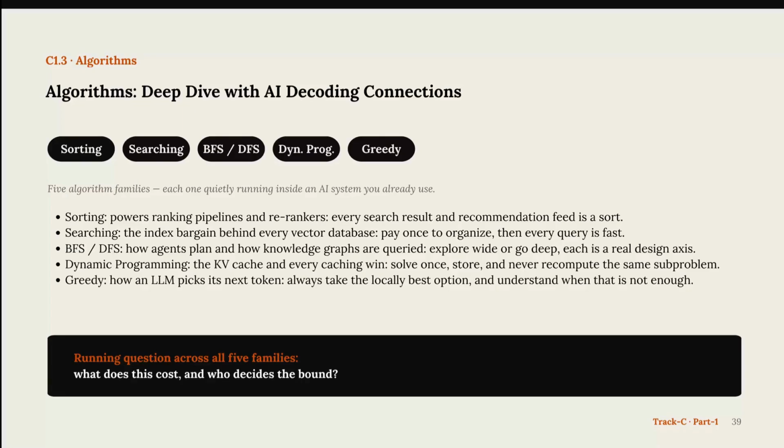Then we are going to look at the greedy algorithm. In this, we are going to talk about how an LLM picks its next token. Greedy algorithms typically optimize for locally best options, and they do not focus on the global best. What we are going to look at is alternatives that help us also find the global best options. The common question that will run across all these 5 families is, hey, what does this cost and who decides the bound?